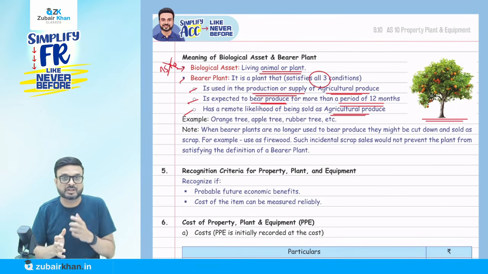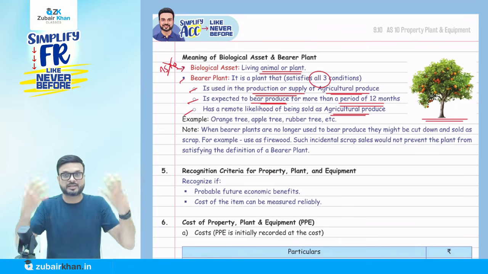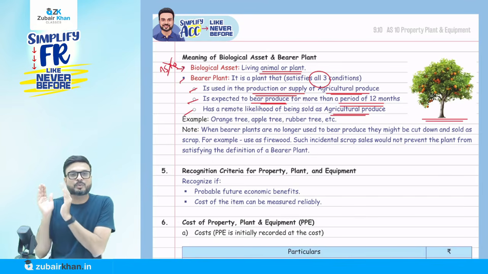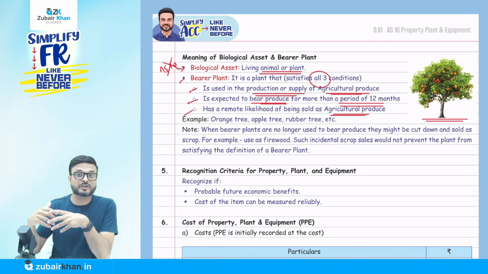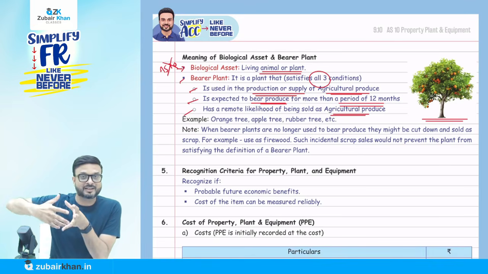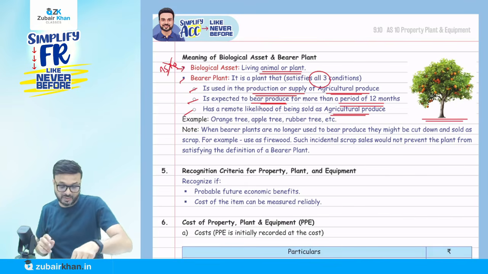So what are the three conditions? A bearer plant is basically used to produce agriculture produce, like oranges. The life of the plant is more than 12 months. And we are not going to sell the orange tree as agriculture produce. Okay, so oranges we are going to sell, not the orange tree. Examples given are the orange tree, apple tree, rubber tree, etc.